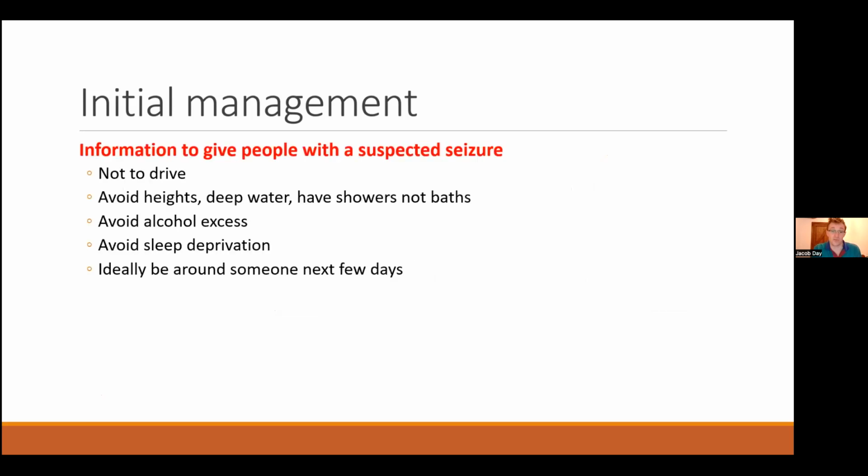If someone is going home, just remember to give them some safety advice. Okay, tell them not to drive. Okay, tell them to avoid heights, don't go swimming, have a shower, not a bath, and then just to avoid things that would increase the chance of a seizure in anyone. So don't drink, don't go home and have an alcohol binge, try and get really nice, stable sleep. And I'll say that, ideally, you should have someone around you for the next few days, because if it's going to happen again, it's probably going to be in the next few days, the highest risk period. Okay.